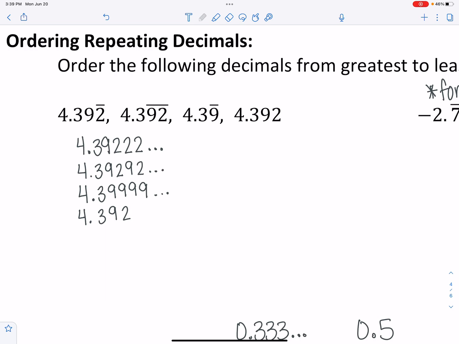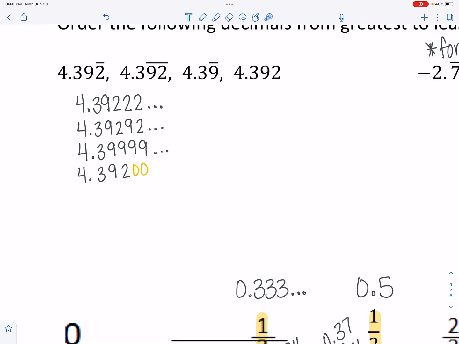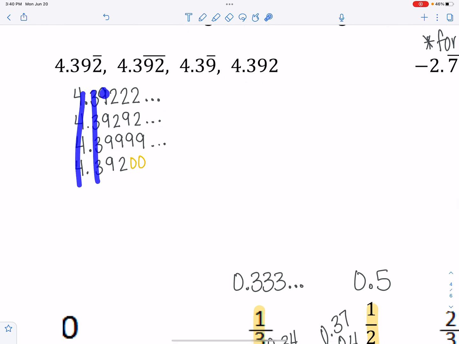Okay, so go in and fill in your zeros or repeated digits as needed. This last one that I need to fill in is 4.392, nothing repeated, so I fill that in with zeros. Now as I'm looking down my columns, I'm looking for where these digits start to differ. Well, they start to differ in this column right here. And so now I'm just going to compare these numbers to see which one's the greatest, going from greatest down to the least.